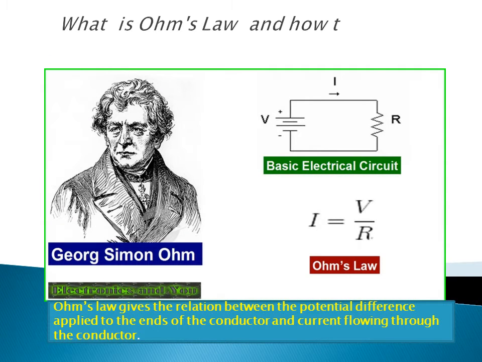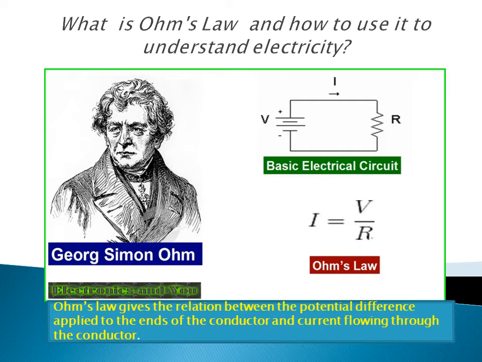What is Ohm's law and how to use it to understand electricity? In 1827, George Ohm discovered a law relating to the strength of a current in a wire. Ohm found that electricity acts like water in a pipe.